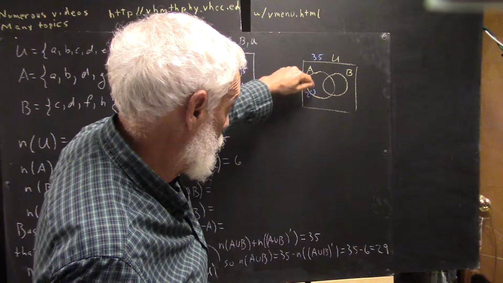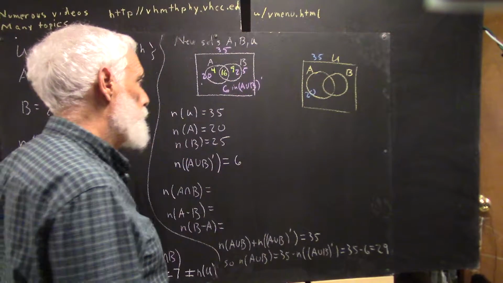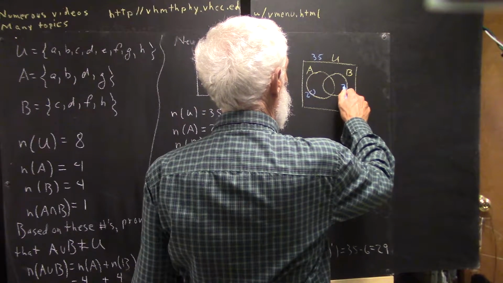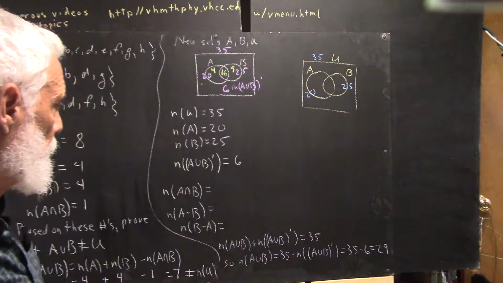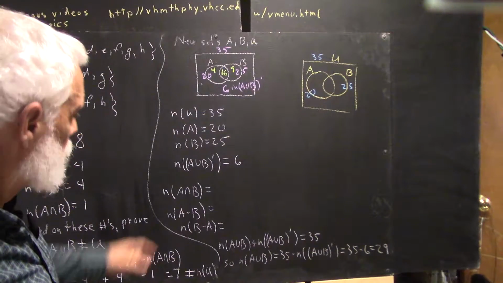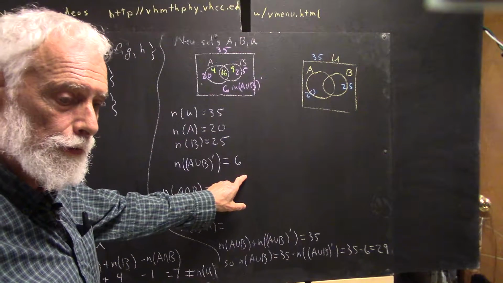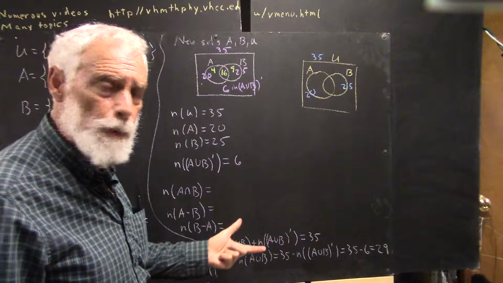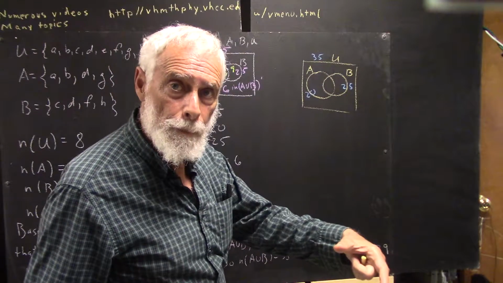So we know that the 20 stands for everything in set A. In set B, we're going to put 25, and notating it similarly. Also, the number in the complement of A union B is 6. Now, what's the complement of A union B? What's A union B prime?